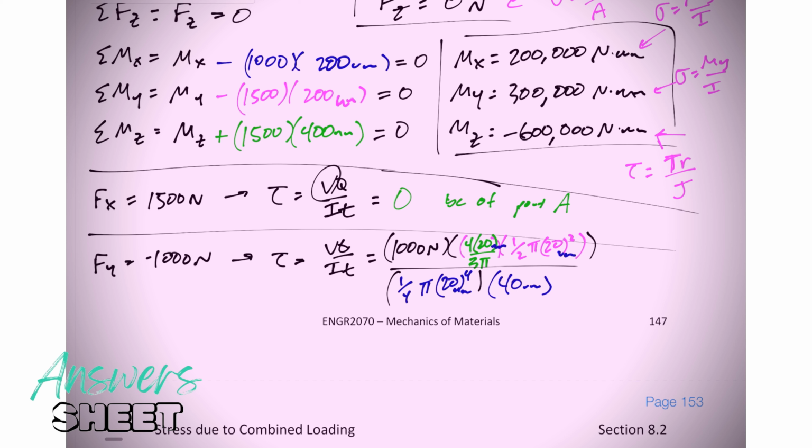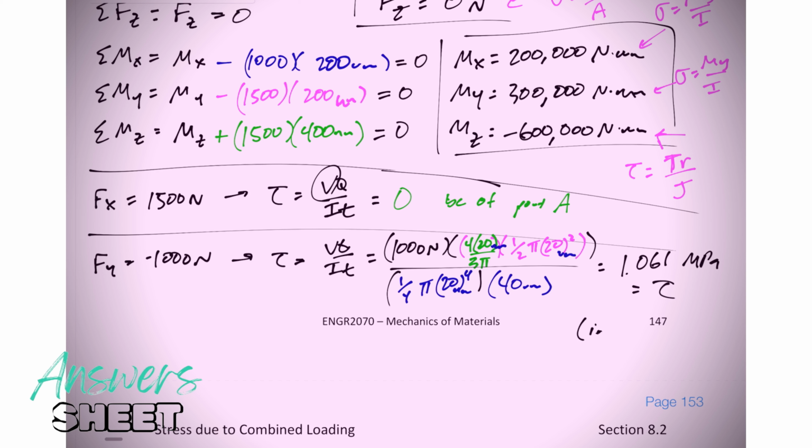So I'm left with newtons over millimeters squared, which is MPa. This would be 1.061 MPa. That would be a tau. Specify whether it's a tau or a sigma. This is a tau. This is a shear stress.